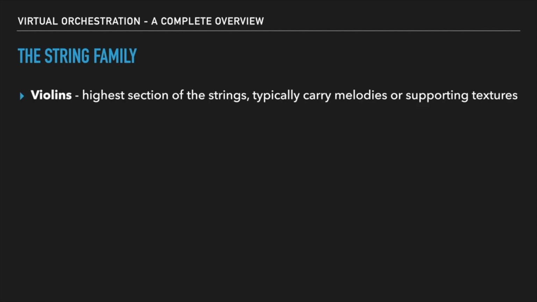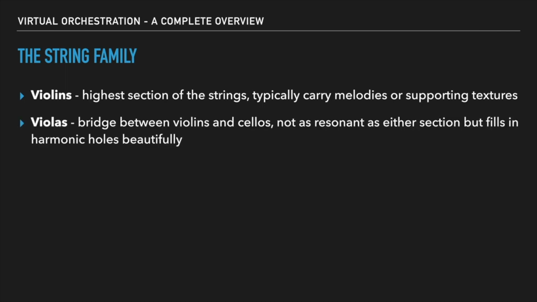And we basically have 4 different instruments in the family. So we have violins, violas, celli, and basses. The violins are the highest section of the strings, and they typically carry lead melodies, or they can easily support the rest of the orchestra just by playing other sorts of textures. Then we have the violas, which are like a bridge between the violins and the cellos. So they're a bit lower than the violins, but higher than the cellos. They're not as resonant, though, as either section, but they fill in harmonic holes beautifully.